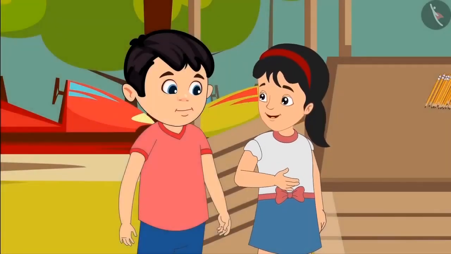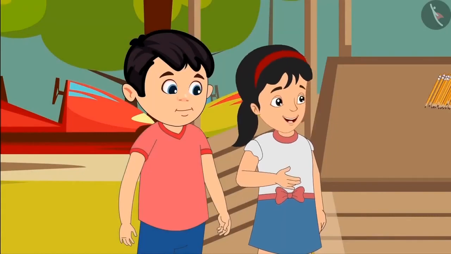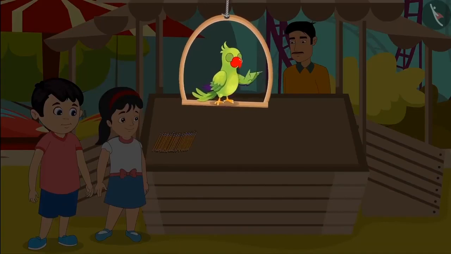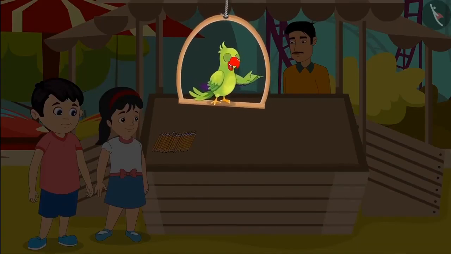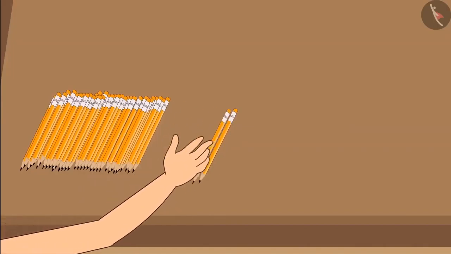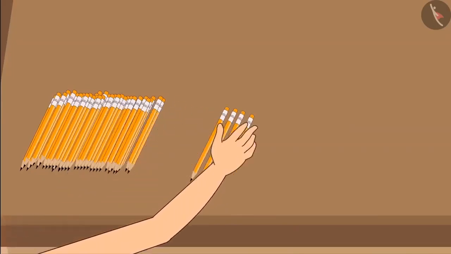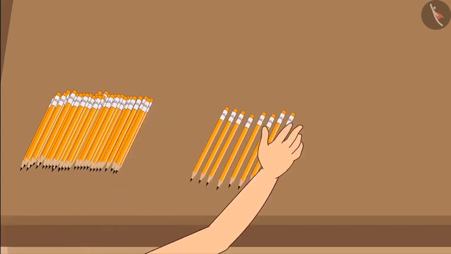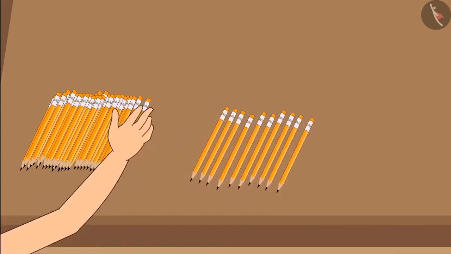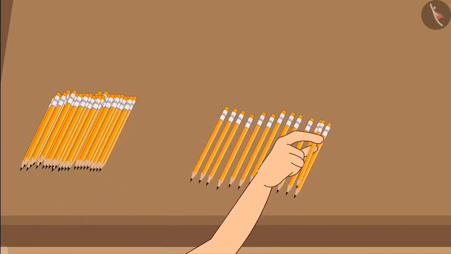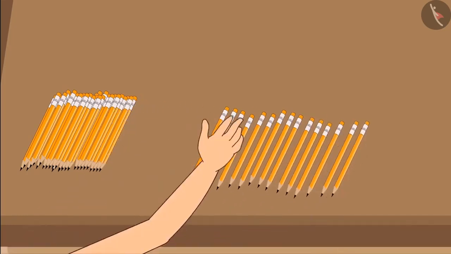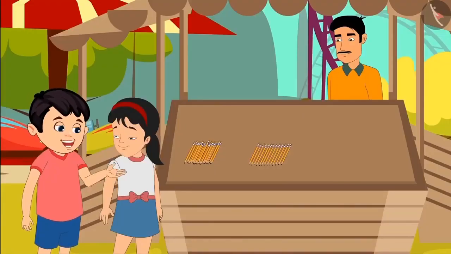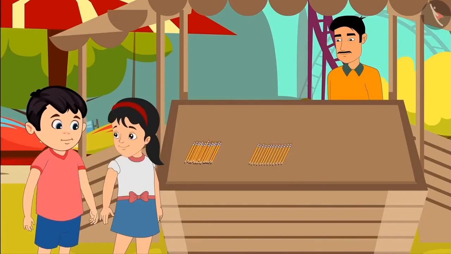Chotu, first I will do it. Uncle, please give me the pencils. Uncle has given some pencils to Pinky. Let's see how she is counting them. 1, 2, 3, 4, 5, 6, 7, 8, 9, 10, 11, 12, 13. No, wait, Pinky. This will take you a long time to count. It is better if you count them as groups of 10.